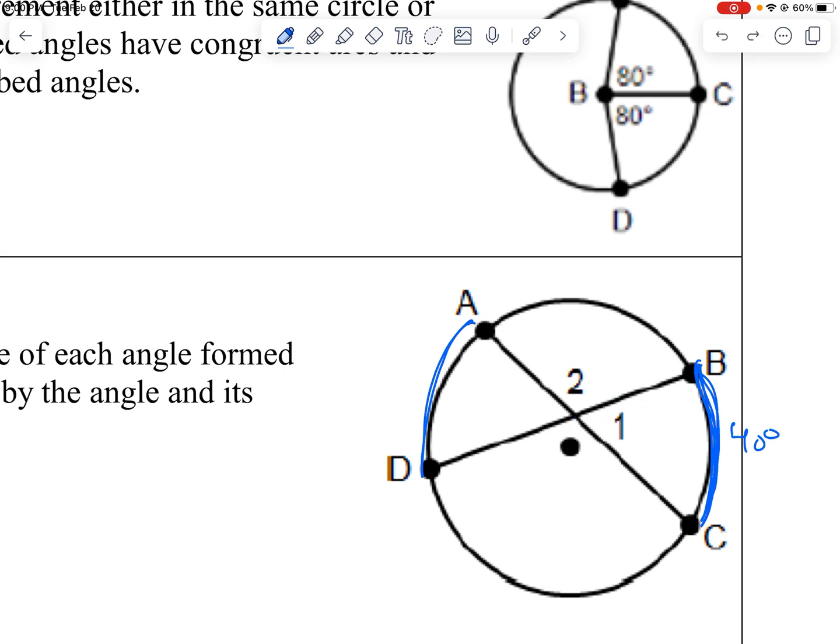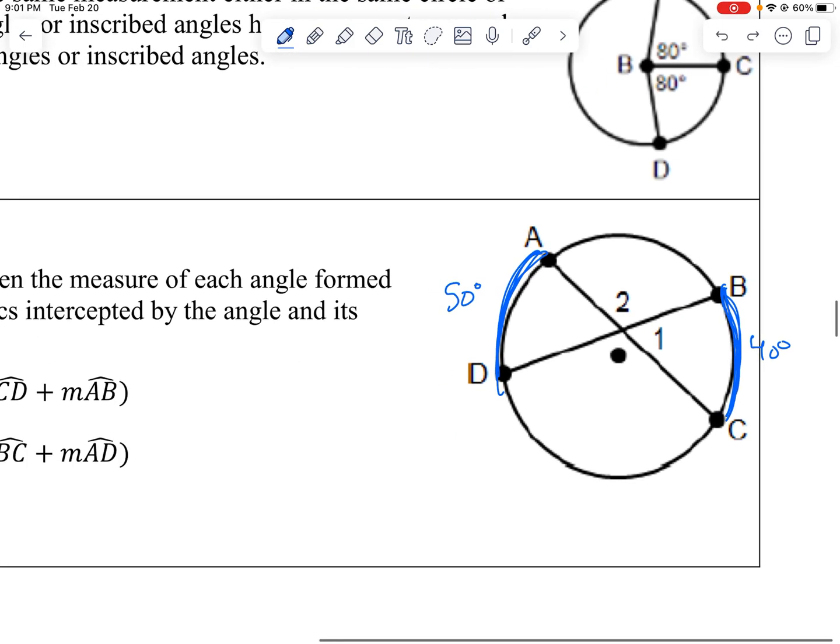But since it's not, we don't know what one is. And let's say we have this other arc measure here. Let's call it 50 degrees. So if this one over here is 40 degrees and this one's 50 degrees, angle 1 here is going to be the average of those two things. So you just have to add them up and then divide by 2. So the measure of angle 1 is going to be 40 plus 50, and then you divide by 2, which is going to be 45.